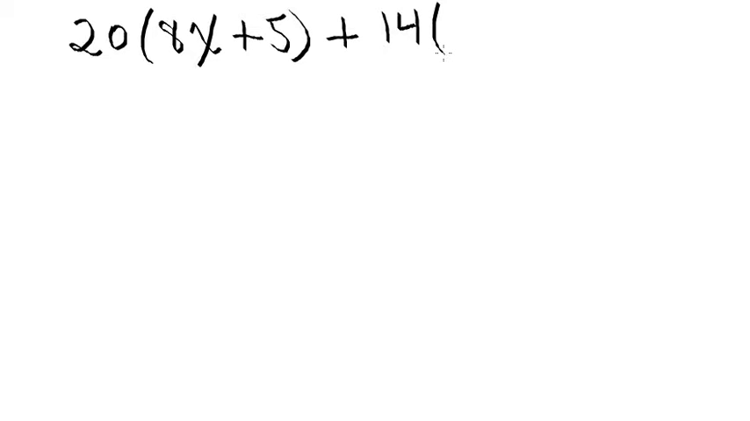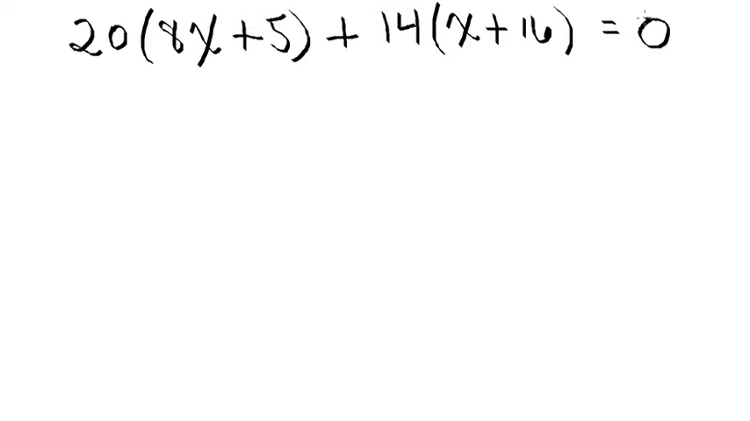We have 20 times (8x plus 5) plus 14 times (x plus 16), and that is going to be equal to 20. Alright, so we need to try to simplify this thing down. We're going to do that by distributing this 20 across, and then distributing the 14 across. We're going to collect up our like terms and then isolate x.